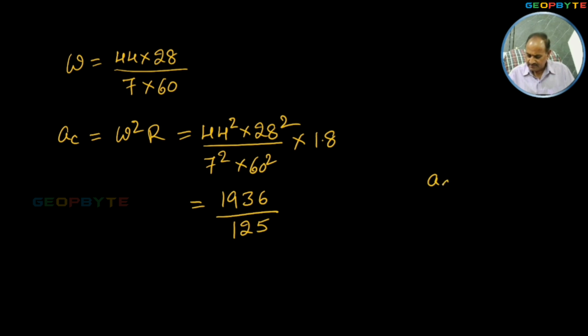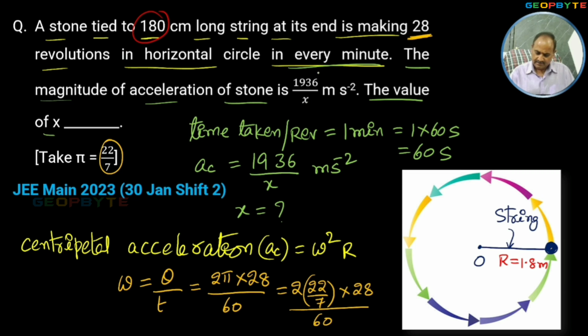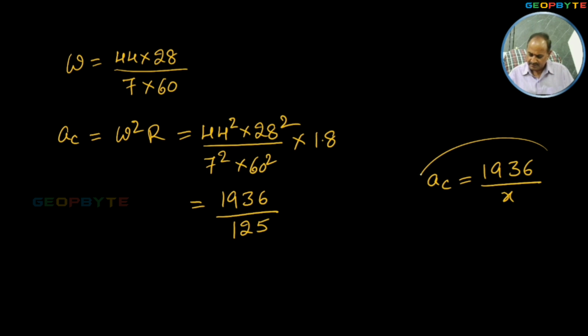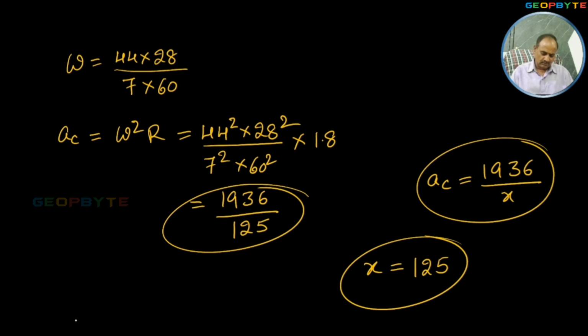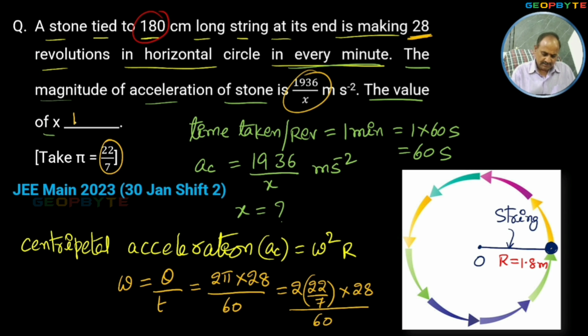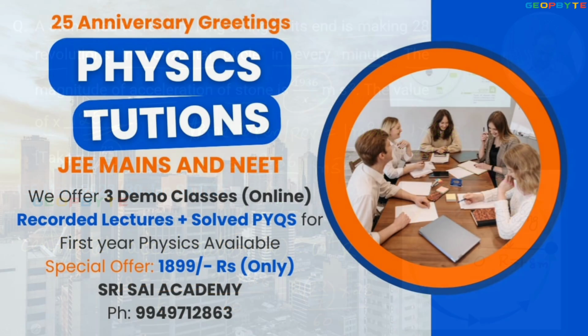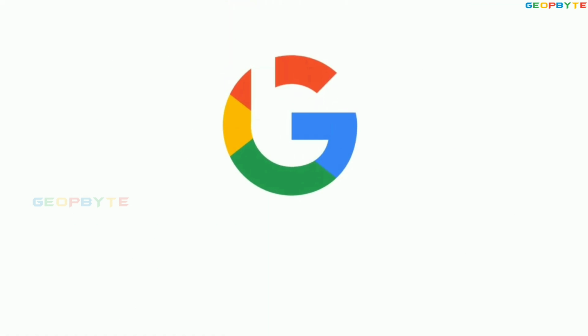But what is given? The centripetal acceleration is given as 1936 divided by x. You are asked to decide the x value. Comparing these two, x equals 125. That's all. So the answer is 125. I hope all of you understood. Understood, Arun?